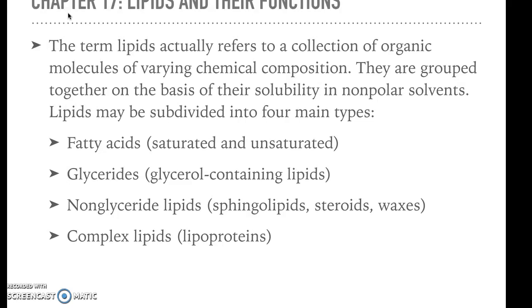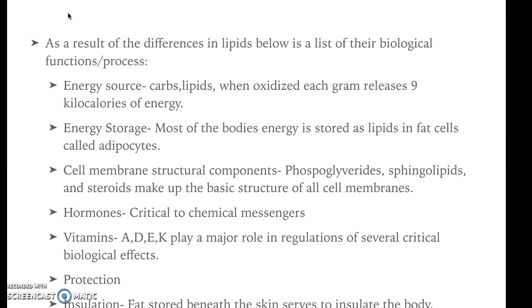Fatty acids, so your saturated and your unsaturated. Glycerides, so glycerol-containing lipids. Non-glyceride lipids: steroids, waxes, and sphingolipids. Complex lipids, so lipoproteins. As a result of the many different types of lipids above that we listed, in their biological function and processes, these are some examples from the book, again, of all the things that those 4 categories can do.